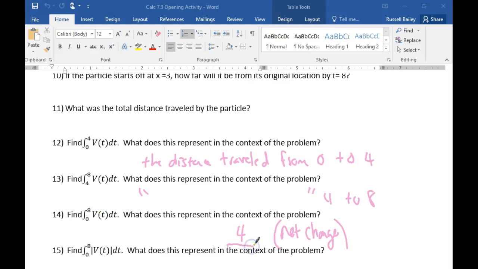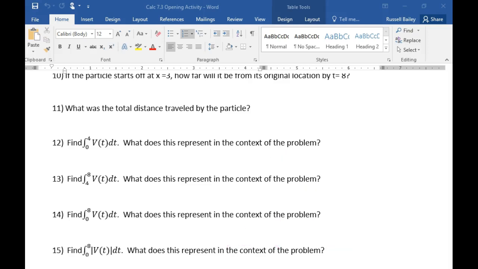Now, how do I know it's 4 spaces to the right? It's positive. It's 4 spaces to the right of the original location. There's a word for that. How far something is from where it started is called displacement. Okay, that's one of our vocab words for today. How far it is from the original location is called displacement. All right, next.